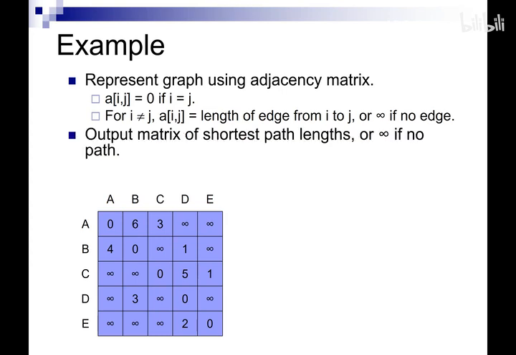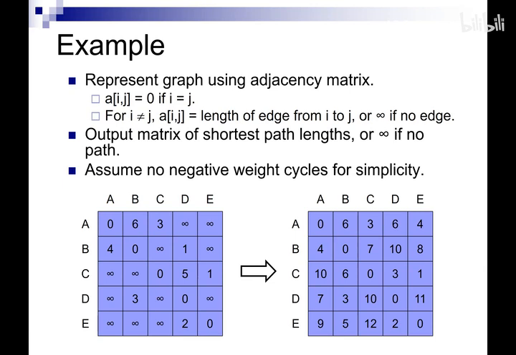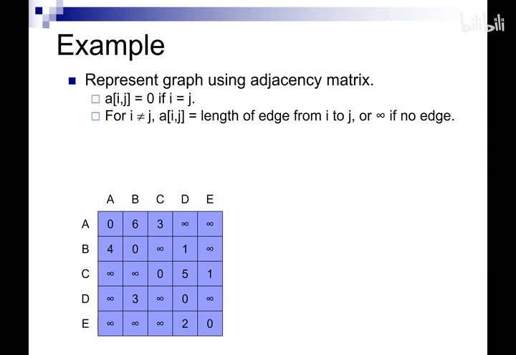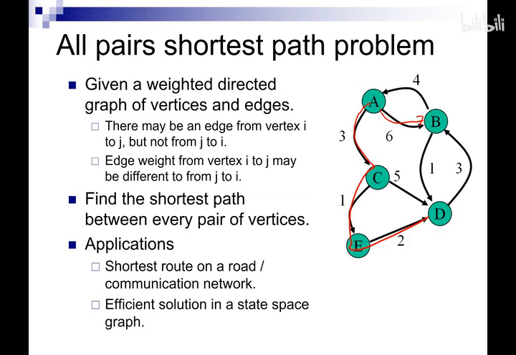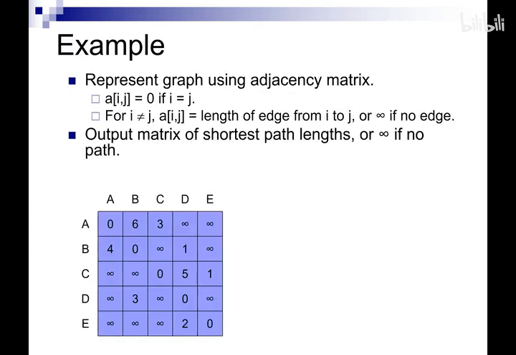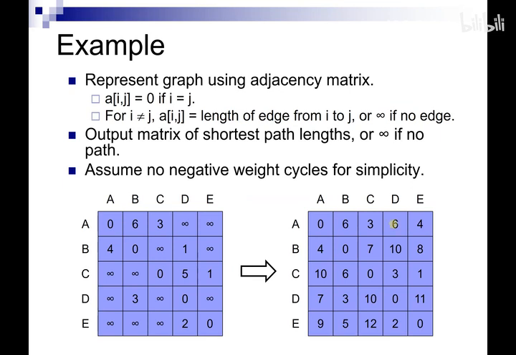Okay, and then so that's our input matrix, and then we want to produce an output matrix out of this, and the output matrix should just be the shortest paths between all of the different nodes. For example, we saw that to go from A to D, the shortest path has length 6. So this is what we want to have. We want to output, A to D is 6.